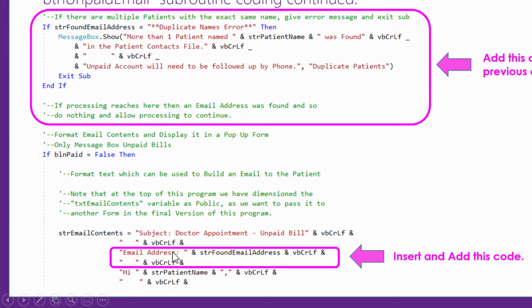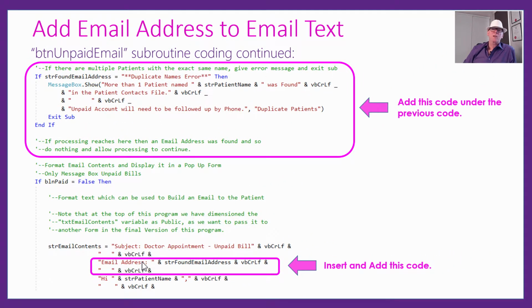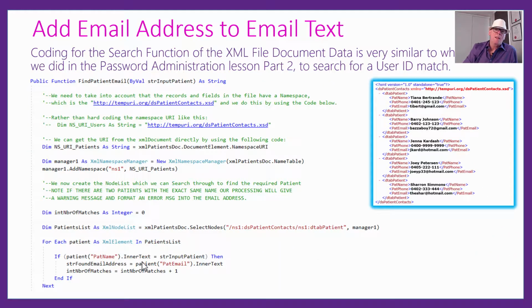So it's now going to list out the person's email address as well, because we've been into the patient contact XML file and we found it. Now all that magic happened in the function, so now we have to look at the code for the function. All right, so coding for the search function.